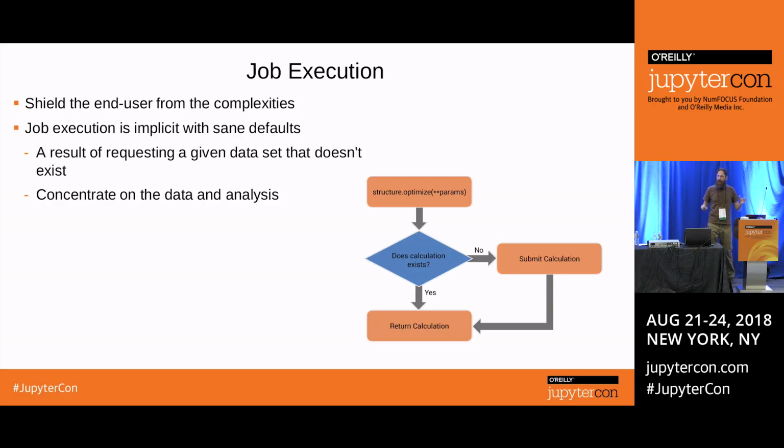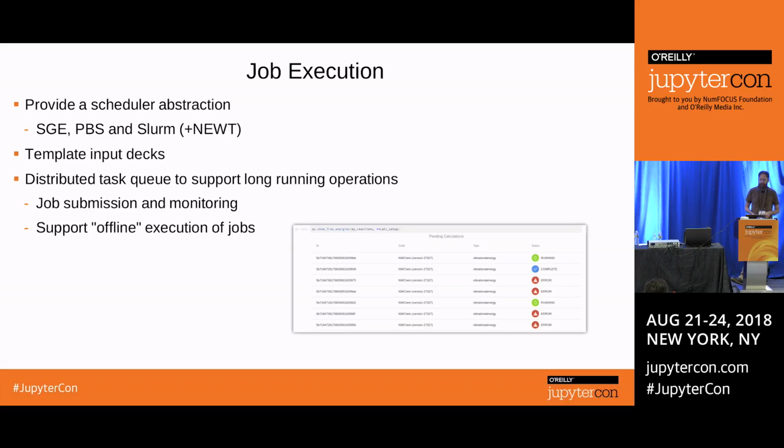So a lot of these codes have a whole set of different parameters that you can tune, but the user's probably only interested in a handful. And so when we talk about implicit job execution, we're talking about initiating jobs as a result of searching for a particular data set that isn't already there. And so we're allowing the user to concentrate on the data and the analysis rather than the underlying codes.